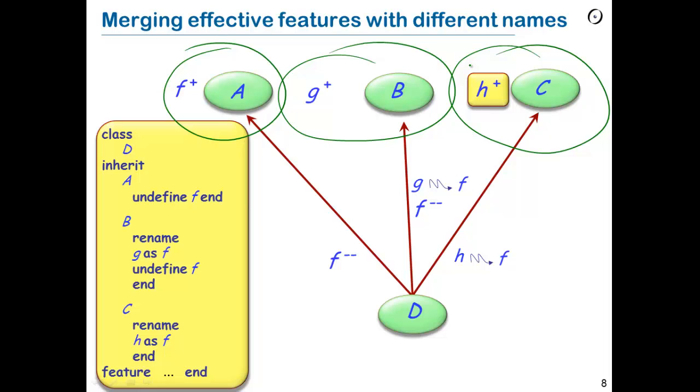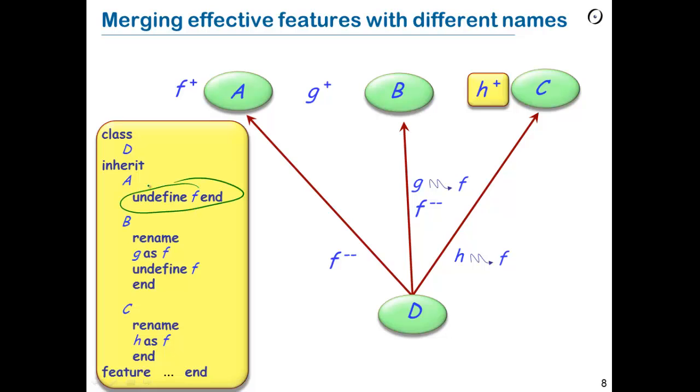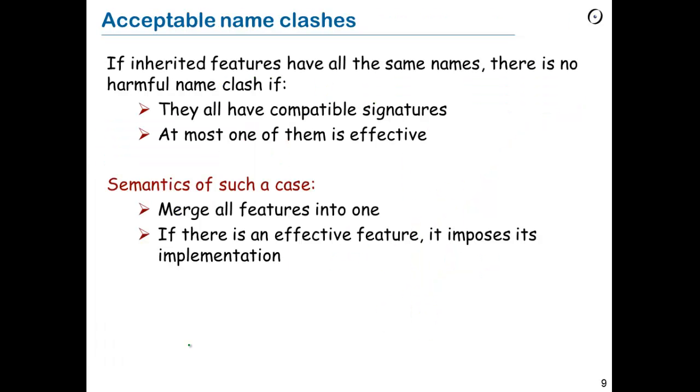So class D inherits A with undefinition of F but no renaming. Then it inherits from B and it renames G as F in order to force the name clash, but it removes the name clash immediately by turning it into a harmless name clash. In other words, making F immediately deferred. That's what undefinition does. And same thing for C. It renames H as F, but it does not undefine F. So this implementation will remain, and we are okay because we have three features of name F, but only one of them, the one from C, is effective, the other two are deferred.